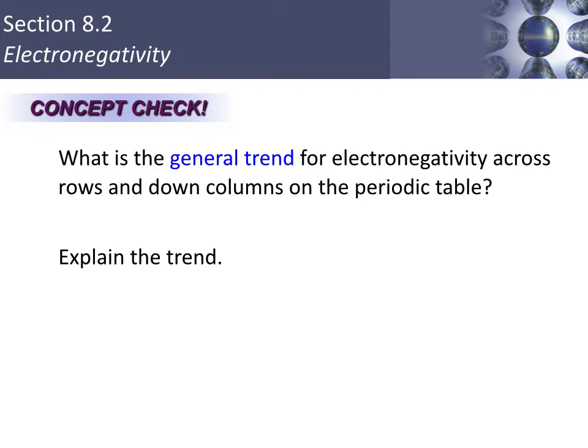Now, here's the question that I alluded to a couple of slides ago. What is the general trend for electronegativity across rows and down columns? And explain the trend. Pause it if you need to, maybe jot it down. Okay, generally speaking, the electronegativity increases going from left to right across a period, and this is because the number of protons increases, which increases the effective nuclear charge. The electronegativity decreases going down a group because the size of atoms increases as you go down, and so when other electrons approach the larger atoms, the effective nuclear charge is not as great, and that's largely due to shielding from the electrons that are already there.